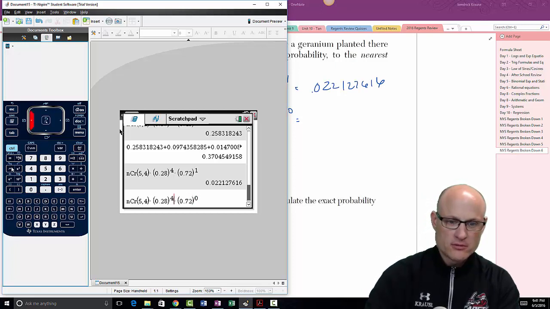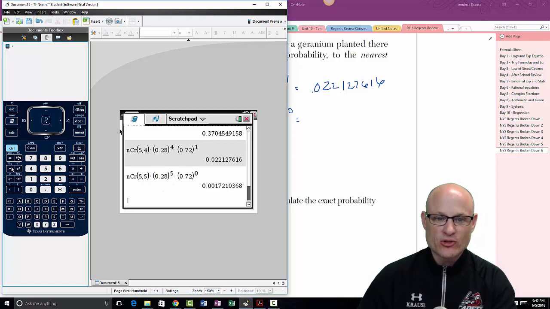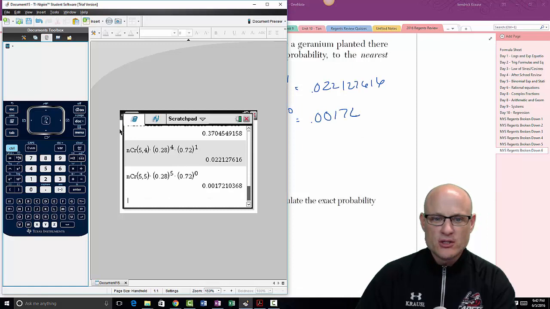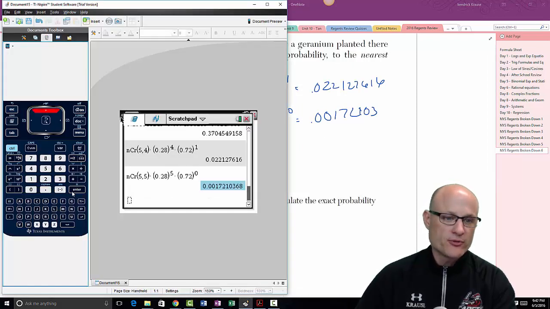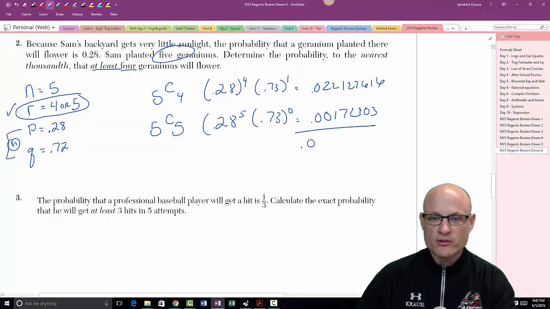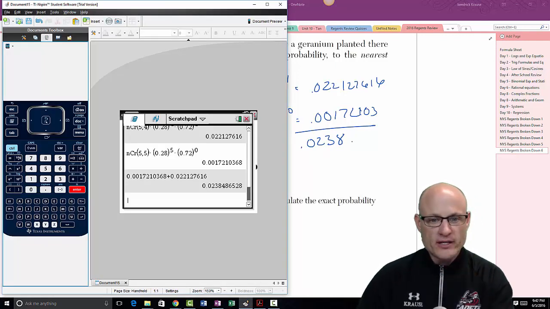5 power instead of the 0 power, and we're going to change this over here to 5. So if you're going to recopy and use your lines from before, do so carefully. 0.00172103. Now we're just going to add them. We're going to take this, add this, and we get 0.0238 4865.